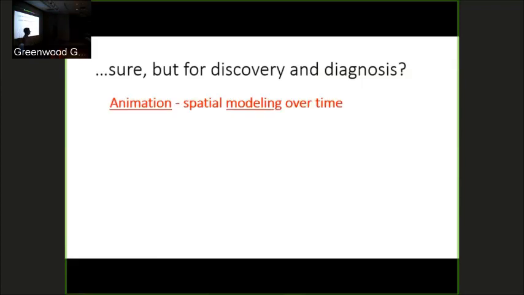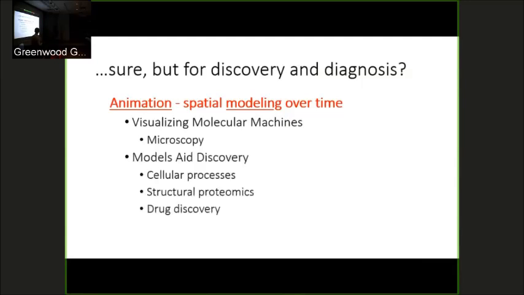What is an animation? I like to think of animations as spatial modeling over time. And today I'm going to talk about some animations that include the time element and some that are just simple 3D images. I'm going to start by talking about microscopy and specifically modern advances that allow us to see across the biological spectrum. And then I'm going to continue to talk about how this aids our discovery.